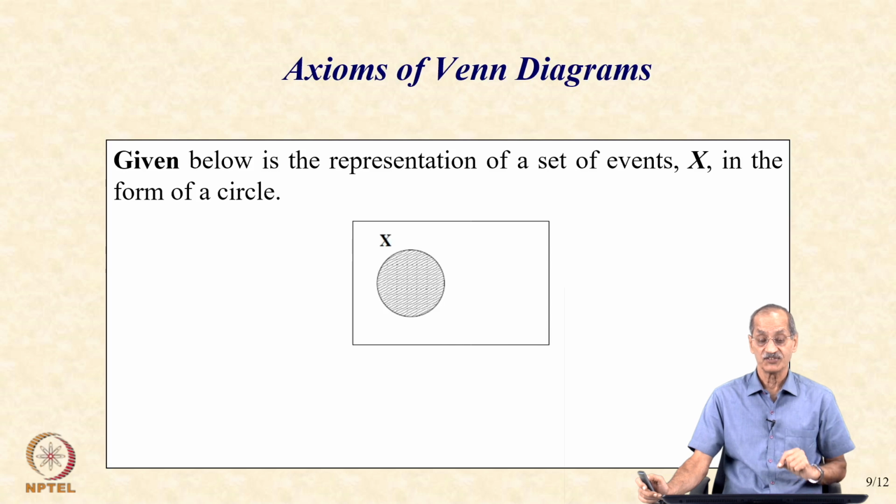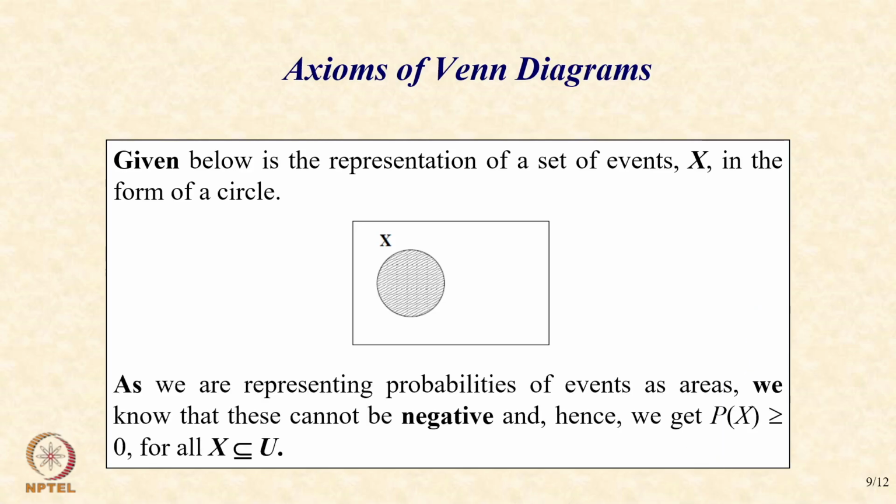So, the way it is done is in the form of a circle. A circle represents a set of events, let us say denoted by the symbol X. As we are representing probabilities of events as areas, and we know that area cannot be negative, the probability of event X occurring within this universe will always be greater than or equal to 0.